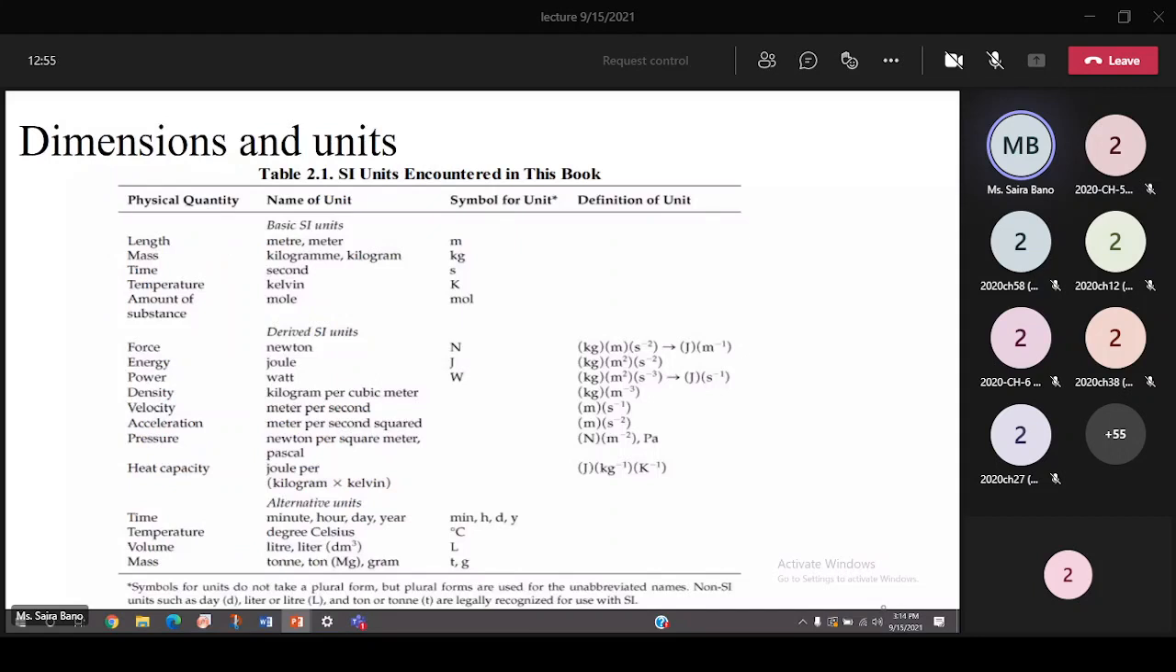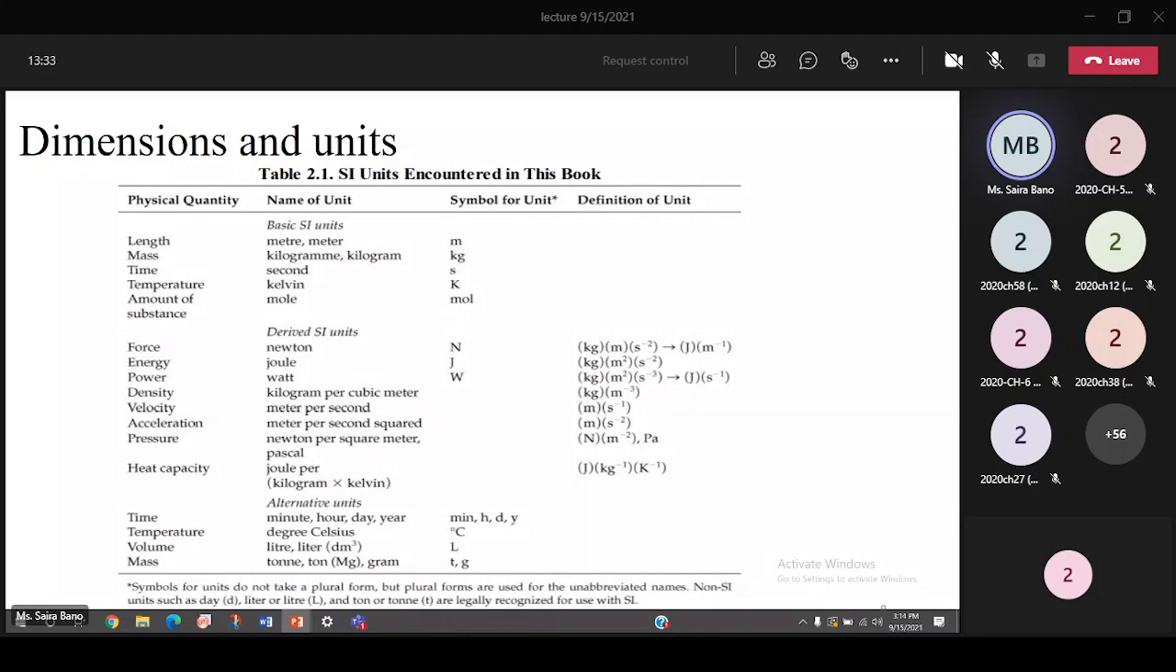So next, just a revision of dimensions and units. This is table 2.1 from your book, 8th edition Himmelblau, and the units encountered in this book: physical quantity, length. In SI, first there is length, mass, time, temperature, amount of substance. These are basic units, and their SI units are written in the second column. Length is in meter, mass will be in kilogram, time will be in second, temperature will be in Kelvin, and amount of substance in mole. And then the next column will have the symbol for the unit. You are familiar with this.